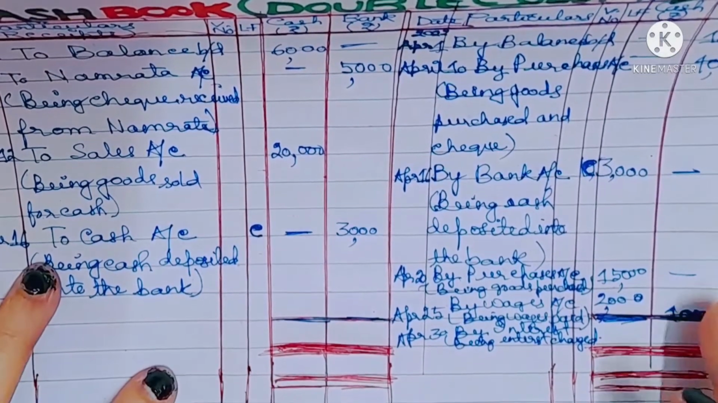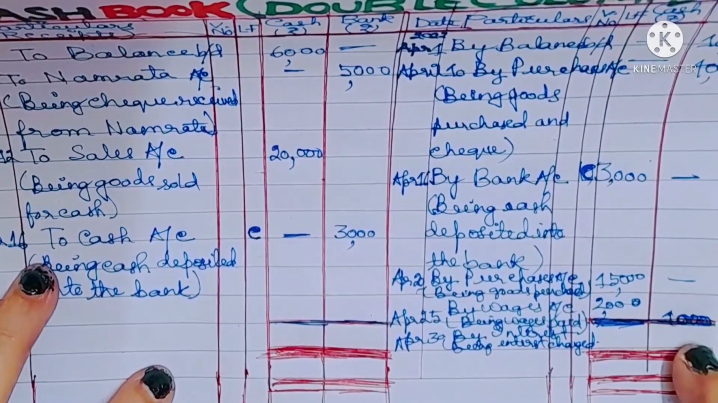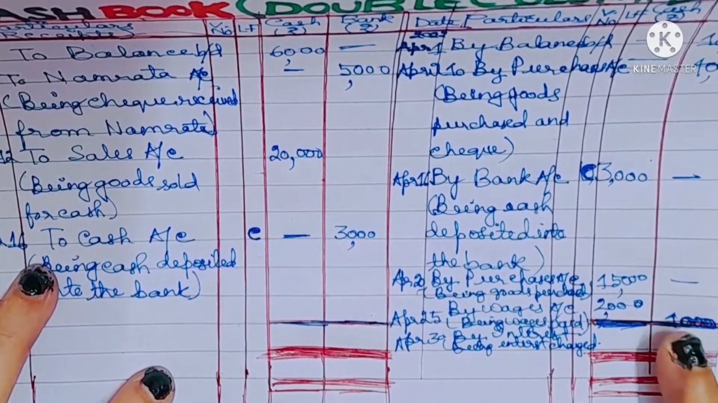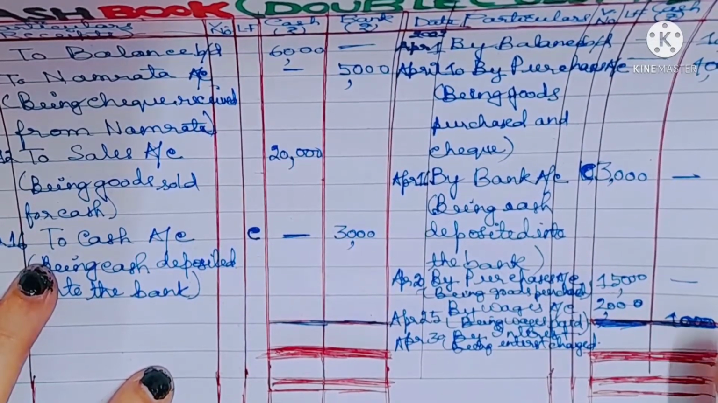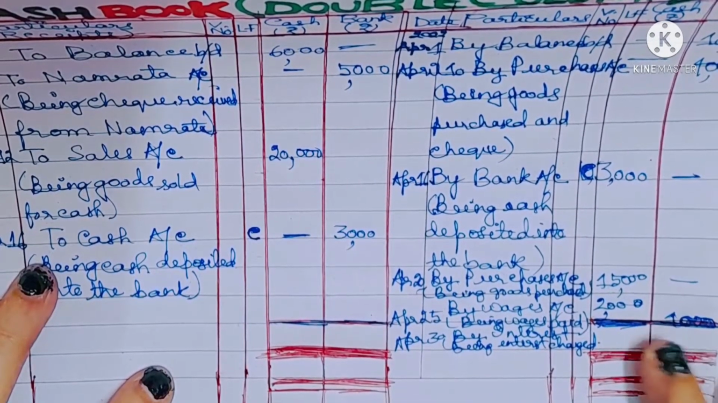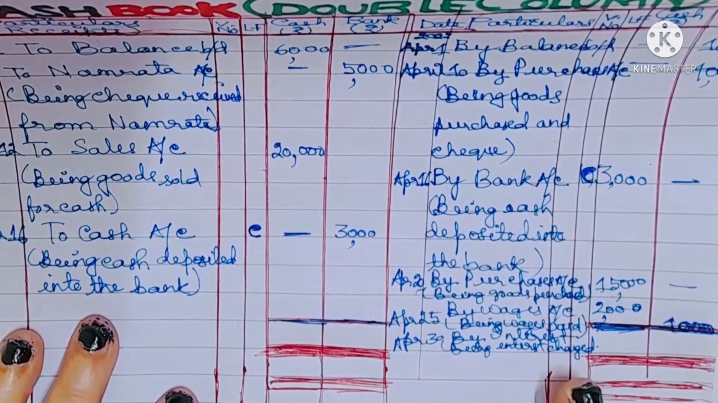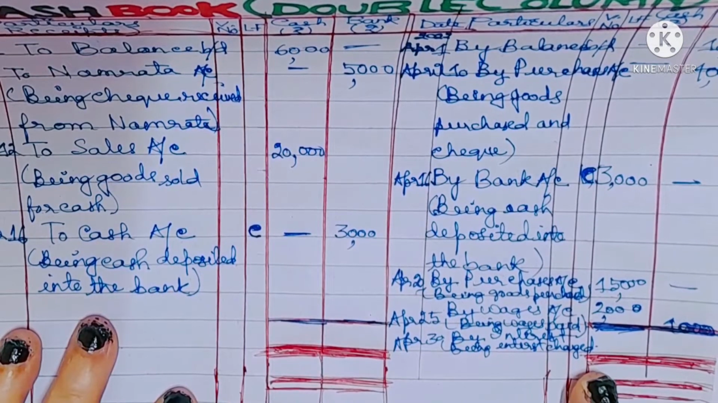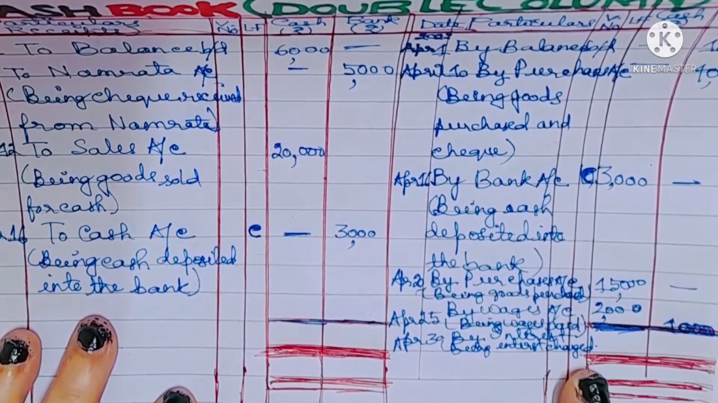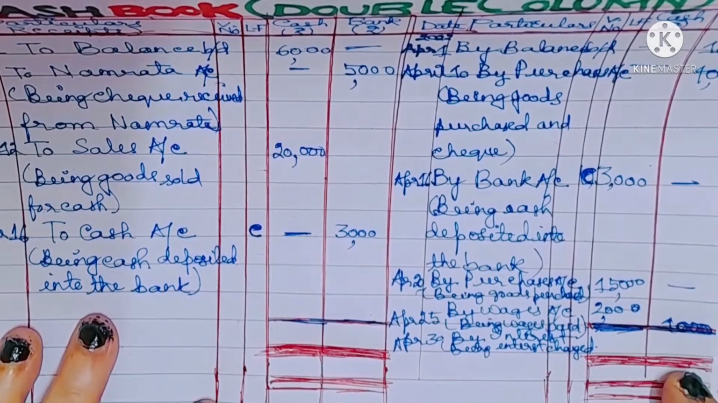And moreover, bank column represents bank account and bank account comes under personal account. According to personal account, the giver of the benefit is credit. Interest on overdraft has been paid by bank by deducting money from the bank. So bank is the giver of the benefit. Okay, so 1,000 will be credited.